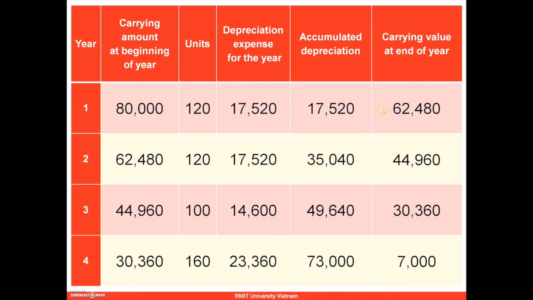Next, we're going to put it in the table. And this time we don't have the factor column; we use the units that the machine can produce in 1 year. So at the beginning of year 1, the value of the machine is 80,000. The units that this machine can produce in year 1 is 120, so we get 120 multiplied by 146, and the result is more than 17,000 for year 1. And by doing the same method, in the second year another 120 units were produced, so the net book value of this machine at the end of year 2 is about 44,000. The same method can be repeated in the next years until the last year of its useful life.